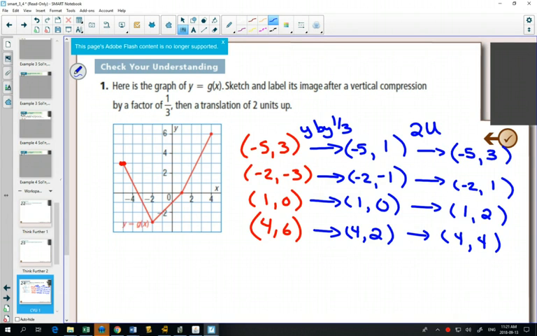Again, the math is so easy that you're going to make little errors just because you don't pay attention to it. Adding 2 is super easy. You're going to make mistakes adding 2. So when we get our final graph, I'm going to now label (-5, 3), well that's right there. That point didn't change. (-2, 1), (1, 2), and (4, 4), and connect the dots.